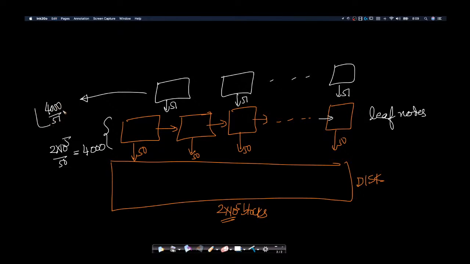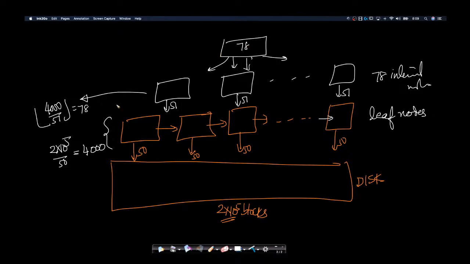4,000 by 51, of course, the ceiling of it, which is equal to 78. So you can have 78 internal nodes here, right? And you have a root node. The root node can have all the 78 pointers, because the maximum it can have is 101. So we'll have all the 71 pointers.